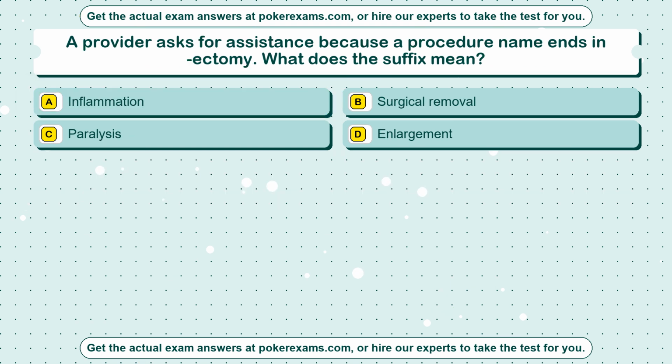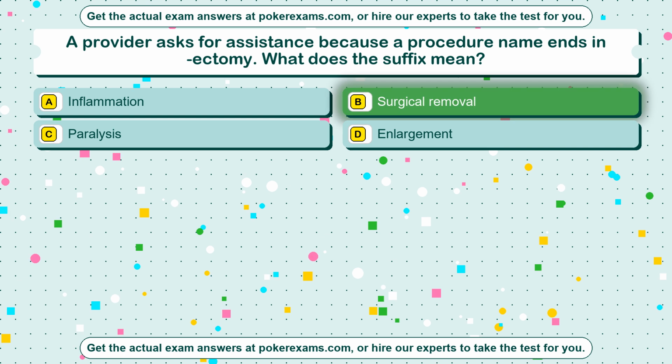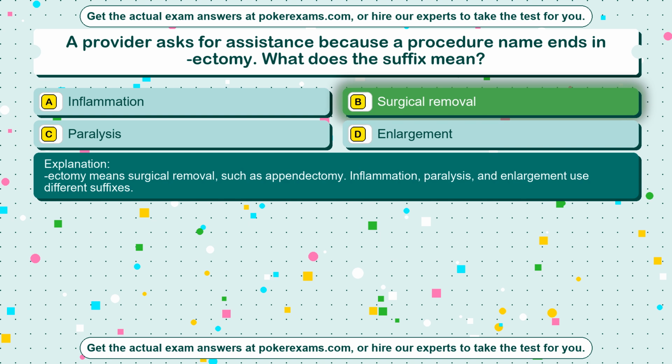Question 58. A provider asks for assistance because a procedure name ends in ectomy. What does the suffix mean? Option A, inflammation. Option B, surgical removal. Option C, paralysis. Option D, enlargement. The correct answer is option B, surgical removal. Ectomy means surgical removal, such as appendectomy. Inflammation, paralysis, and enlargement use different suffixes.